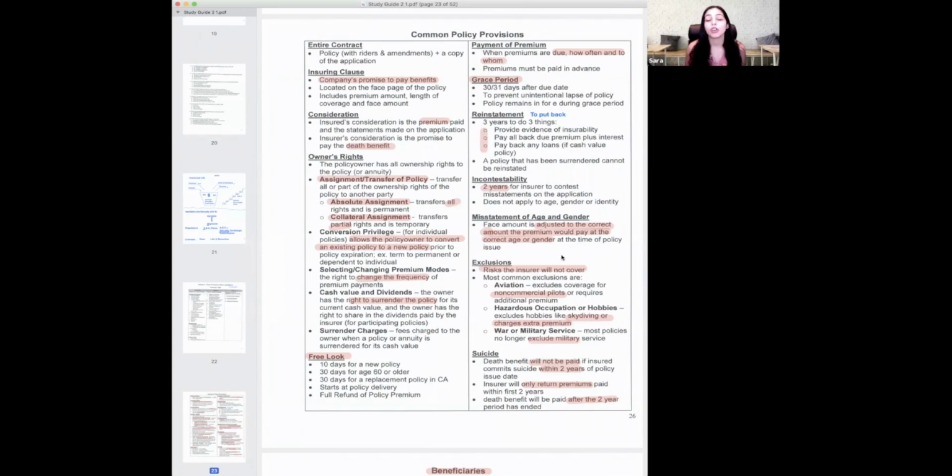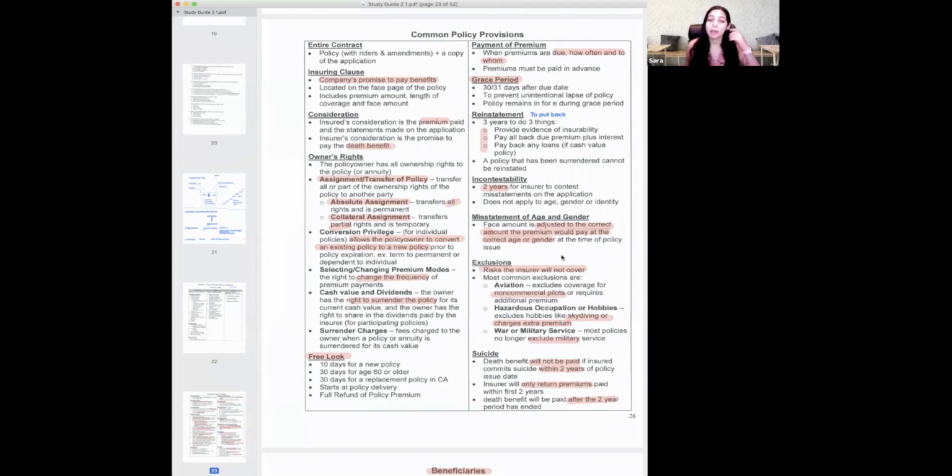Misstatement of age or gender. So obviously when it comes to age, the older you are, the more you pay, the younger you are, the less you pay. And some people know that. So when they do their application, they actually state that they are younger than what they actually are. Now, what happens if the company finds out about the person's actual age? They're not going to cancel the person's policy. All they're going to do is adjust based on their actual age.